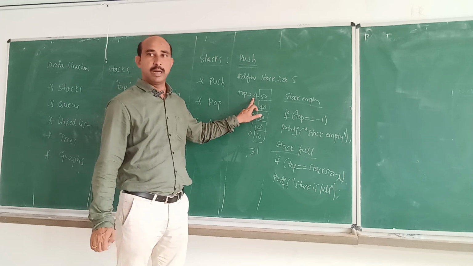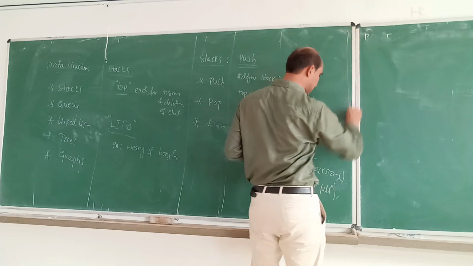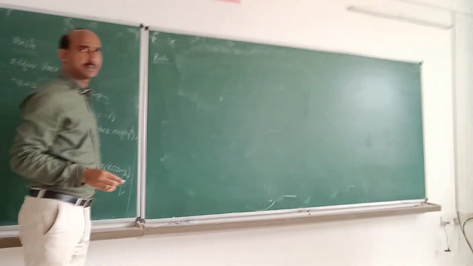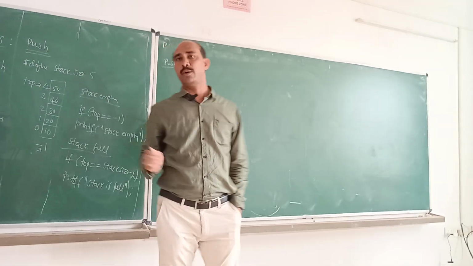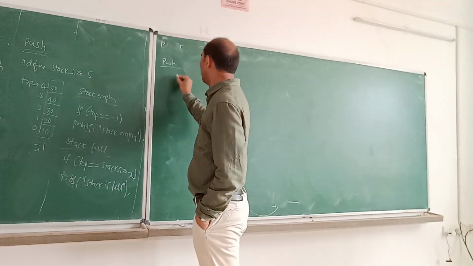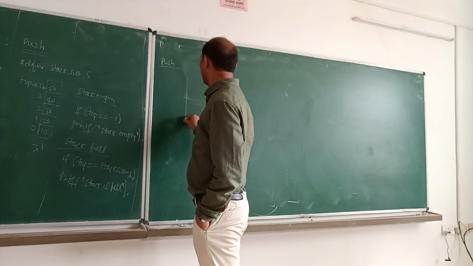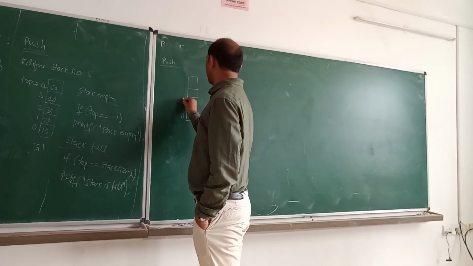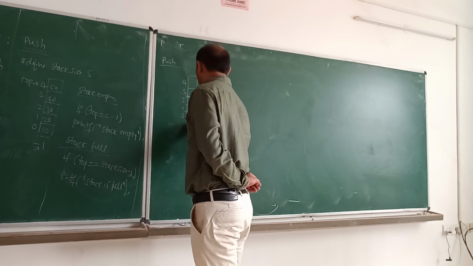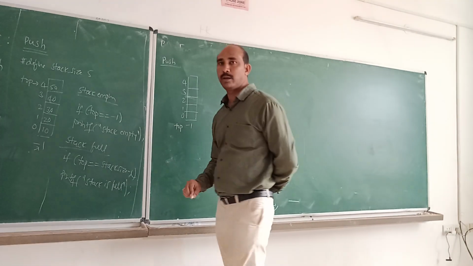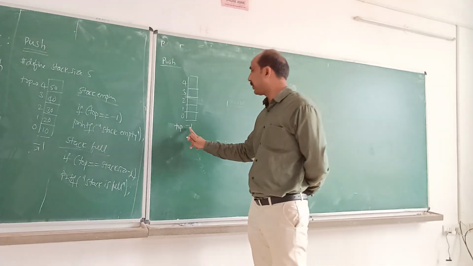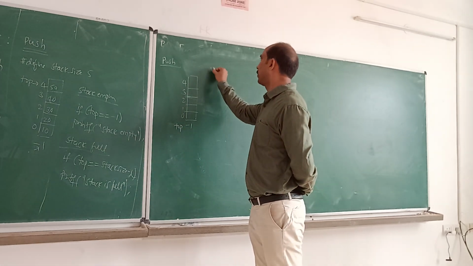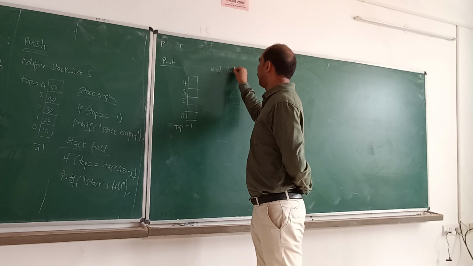I just want to discuss the push operation here, how you are going to add an element into the stack. Assume that this is an empty stack with locations 0, 1, 2, 3 and 4, and the top is pointing to the -1 value. If the top is pointing to the -1 value, the stack is empty. Now, how are you going to write the code for that? Write the push function for that.